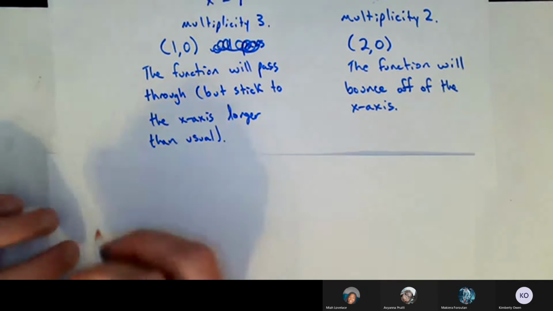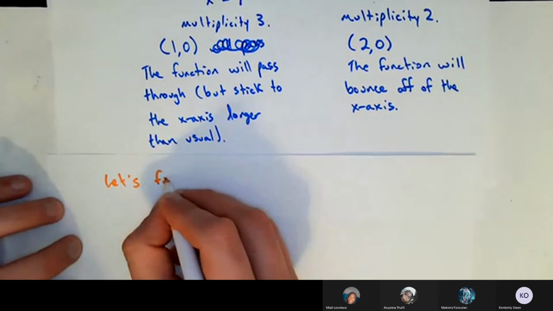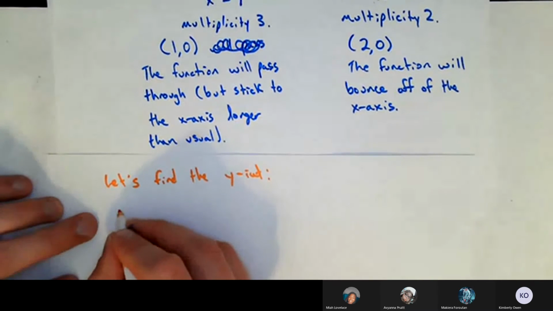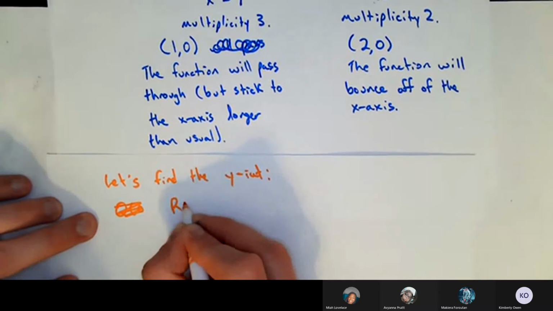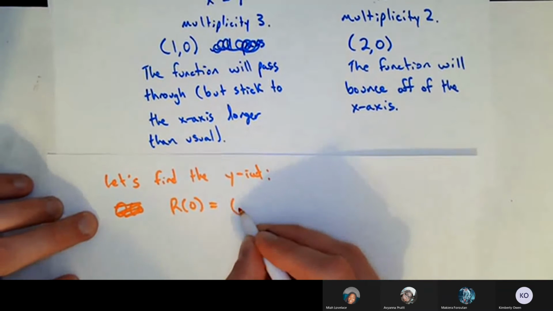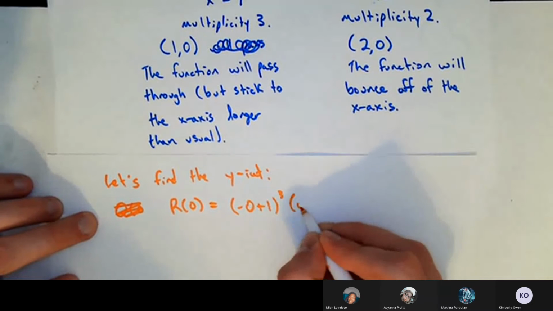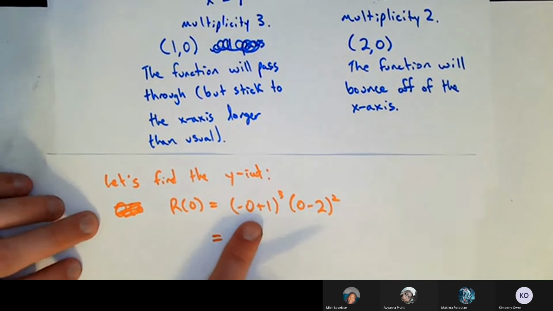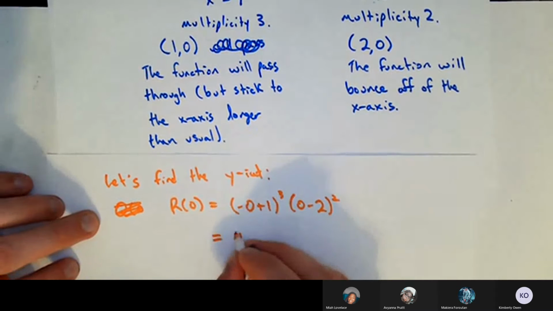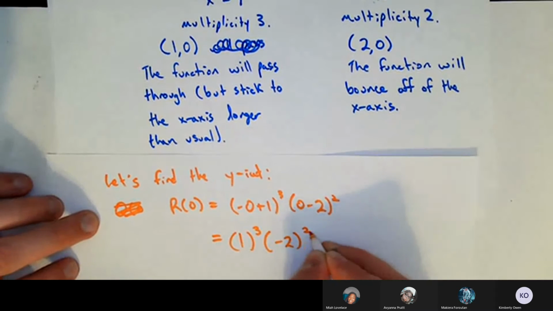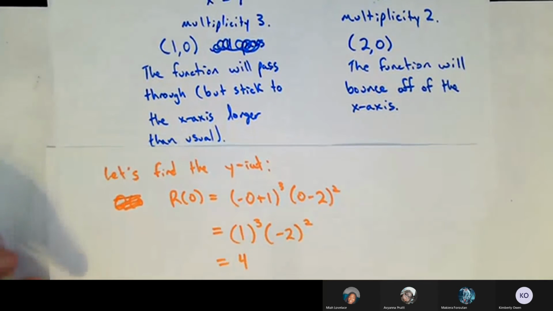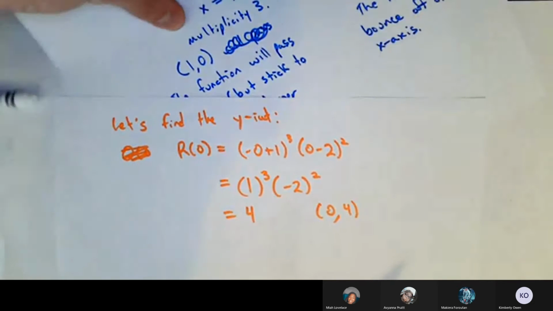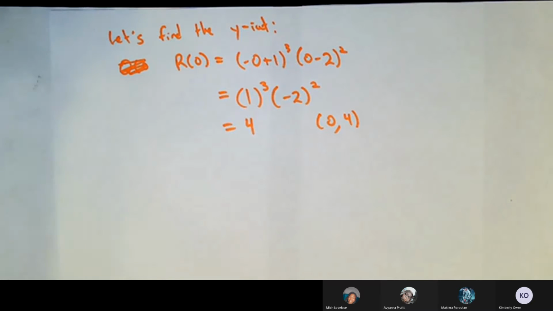As an extra thing, let's find that y-intercept real quick. R of 0 is equal to, so you plug 0 in for the x values, and you evaluate. Negative 0 is just 0. So 0 plus 1 cubed is just 1 cubed. That's not going to contribute anything. And then I have negative 2 squared. So that's giving me 4. Negative 2 times negative 2 is 4. So I have a y-intercept at 0, 4. So that's nice to know. It's an extra nice thing to know.